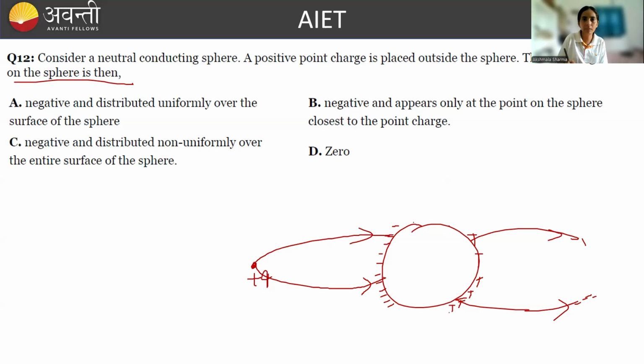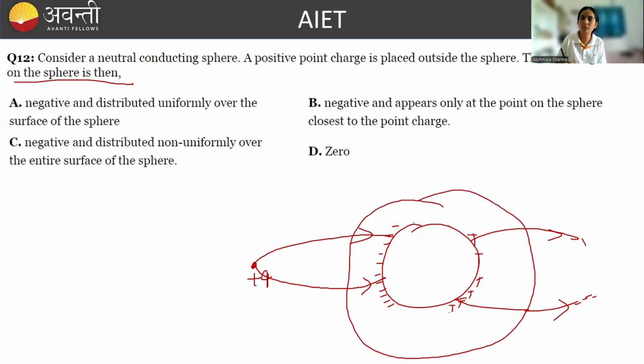Okay. Done it? So what is the question? The net charge on the sphere. So the net charge on the sphere is how much? It's 0, right? Whatever negative charge is accumulated towards the positive charge face, the same positive charge is on the opposite face. So overall, how much charge is induced? 0. So the correct option is D.